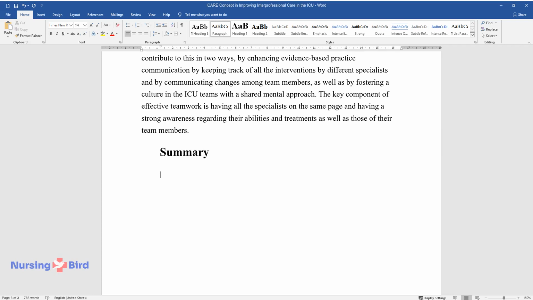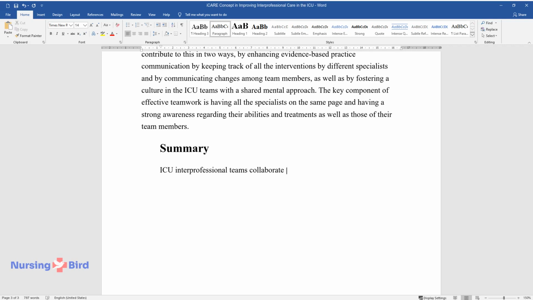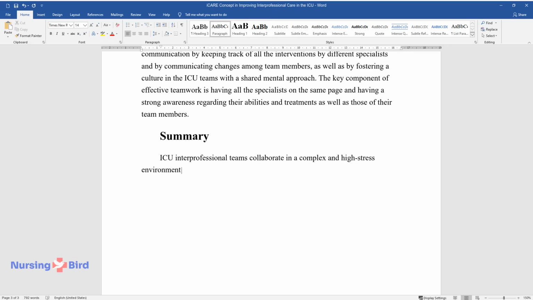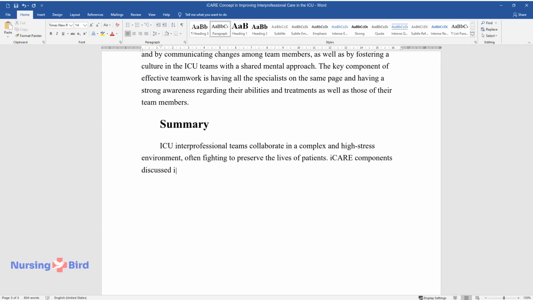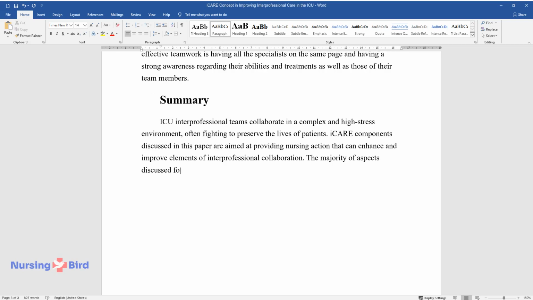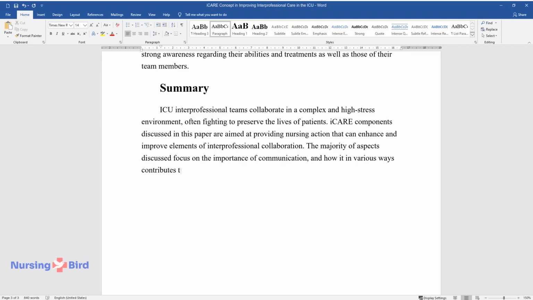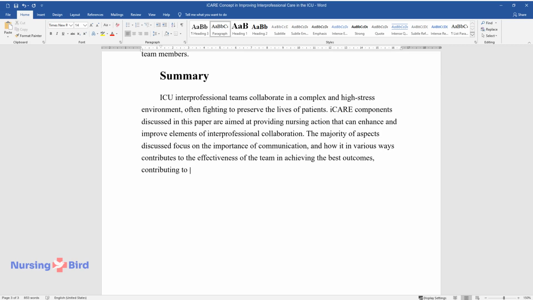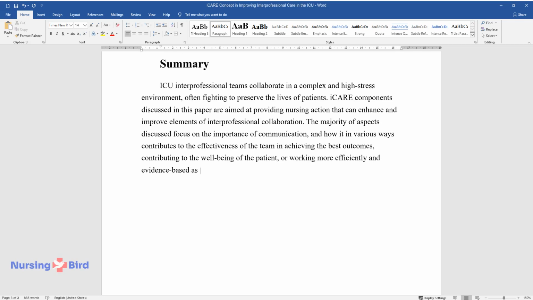Summary. ICU interprofessional teams collaborate in a complex and high-stress environment, often fighting to preserve the lives of patients. iCARE components discussed in this paper are aimed at providing nursing action that can enhance and improve elements of interprofessional collaboration. The majority of aspects discussed focus on the importance of communication and how it in various ways contributes to the effectiveness of the team in achieving the best outcomes, contributing to the well-being of the patient, or working more efficiently and evidence-based as a team.